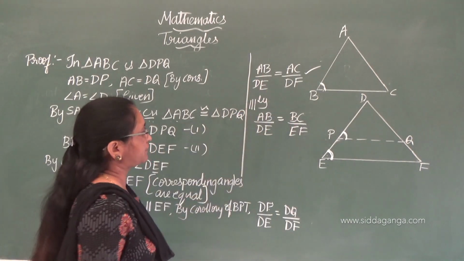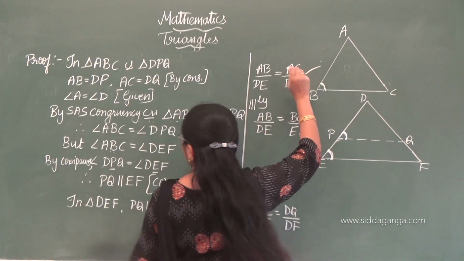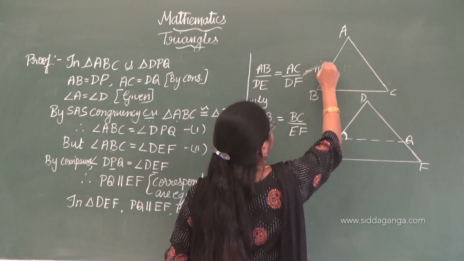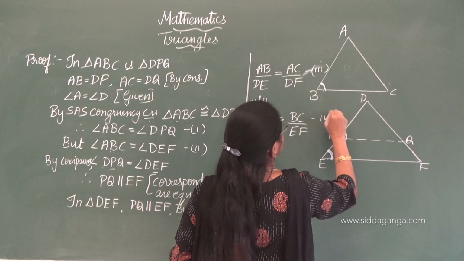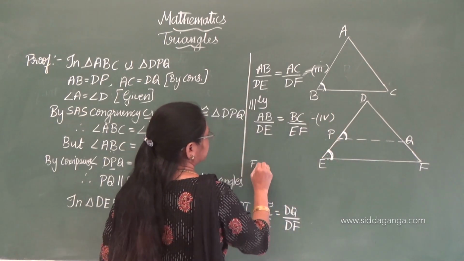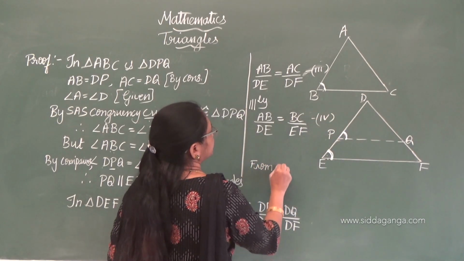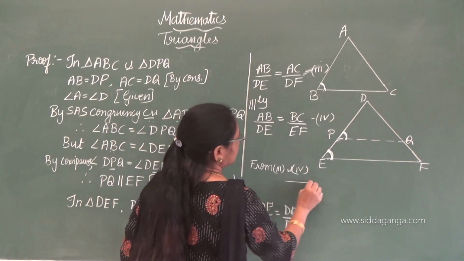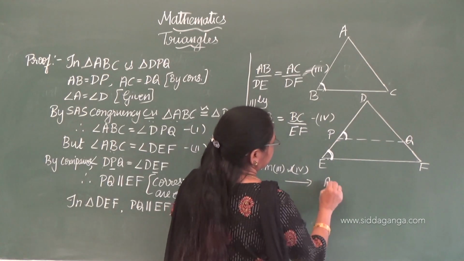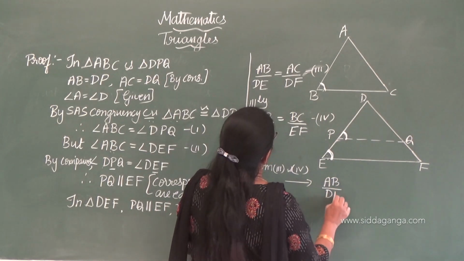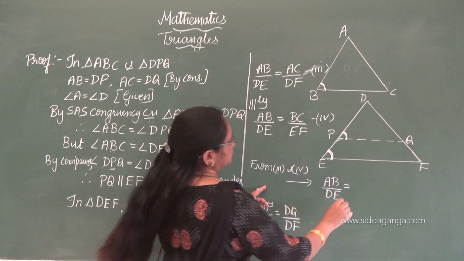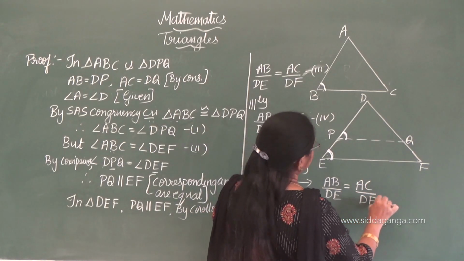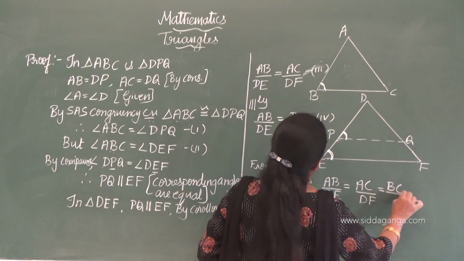So definitely, what we got: already I have used 1 and 2, so this will be 3, this will be 4 for us. So from 3 and 4, what we got? I will write here. AB by DE is equal to AC by DF is equal to BC by EF.